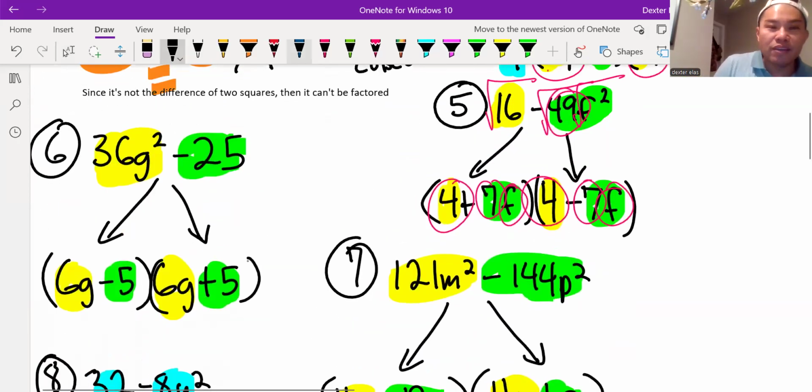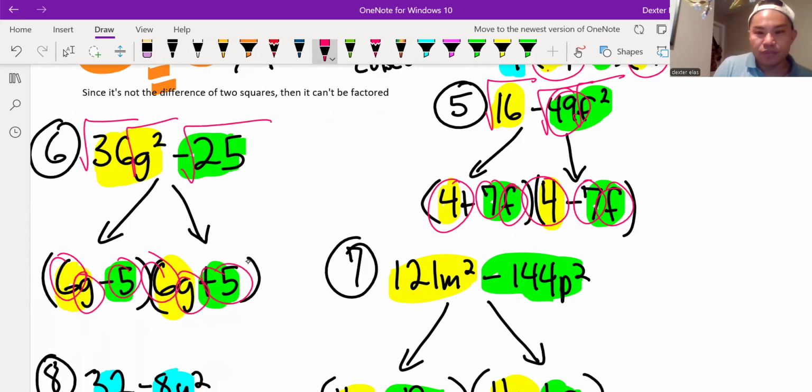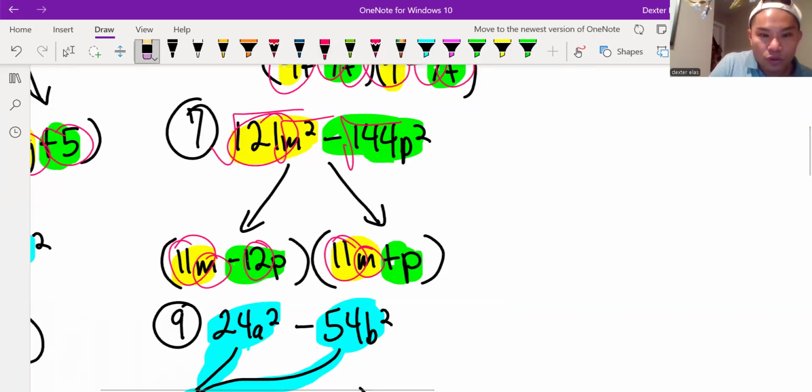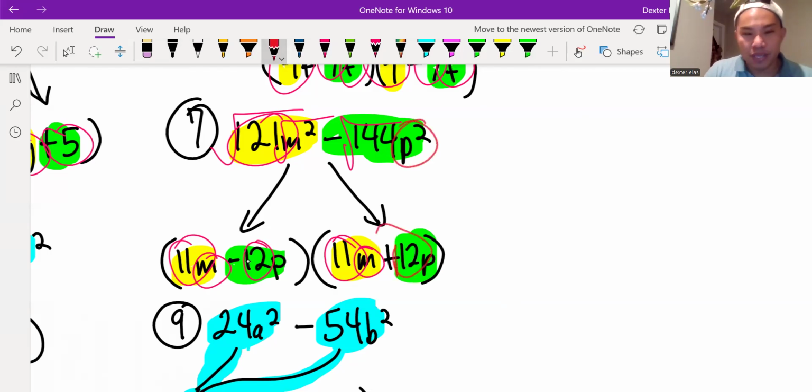All right, moving on. On number 6, we have 36g squared minus 25. This one's self-explanatory. The square root of 36 is 6, the square root of g squared is g, and the square root of 25 is 5. Number 7, same ordeal. The square root of 121 is 11, so that becomes the first term. The square root of m squared is m, so that's also part of the first term. The square root of 144 is 12. Oh, oops. That one's supposed to say 12p right there. All right, and we got it rolling with the square root of p squared being p.